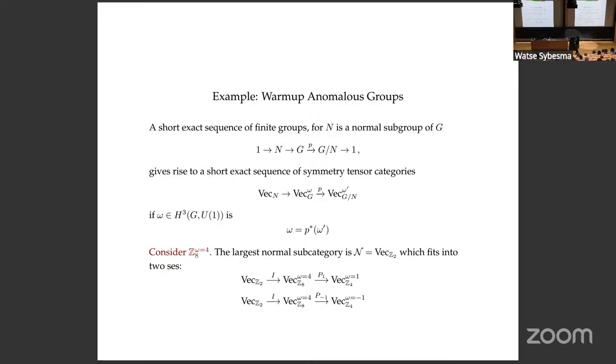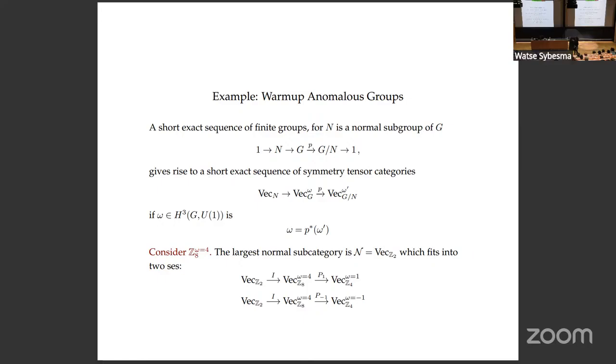So for group symmetries, we would like to reconstruct in this way this pullback of the anomaly class. So let's say we have a normal subgroup and the projection. Then in terms of categories, this means this. And now the question is, can we, for example, see two different types of anomalous cores of that symmetry?